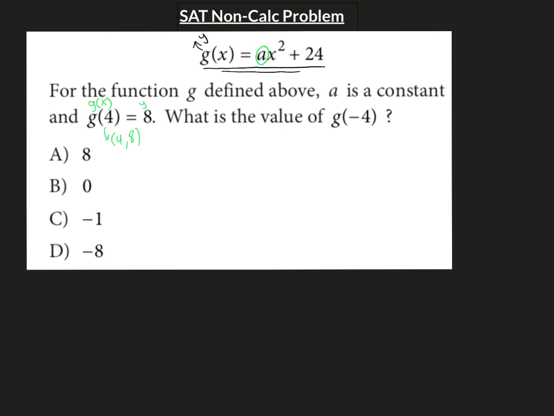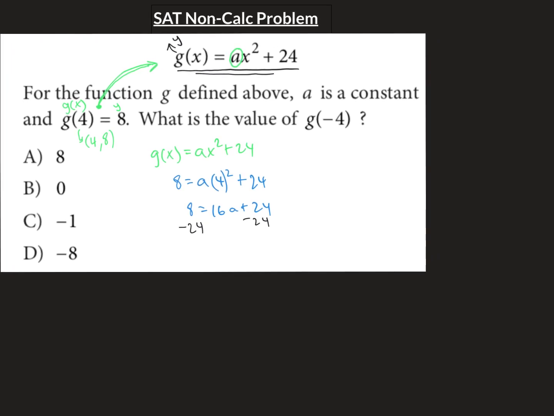So now what we can do is take this knowledge, the fact that we know this, and then plug it in. So then we just get g of x. We'll plug it into ax squared plus 24, and then we plug in what we know so far, and we know that we have x as 4 and y is 8. So we get 8 is equal to a times 4 squared plus 24. And this goes out to 8 equals 16a plus 24. You subtract both sides by 24.